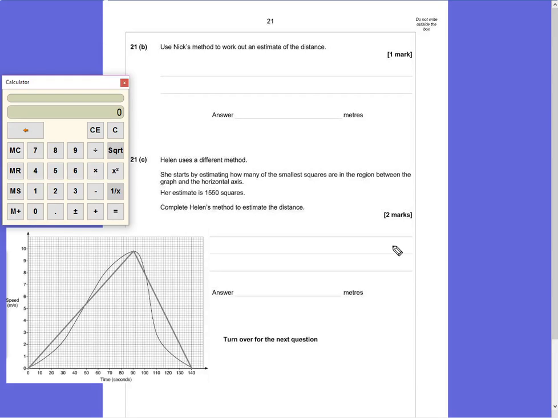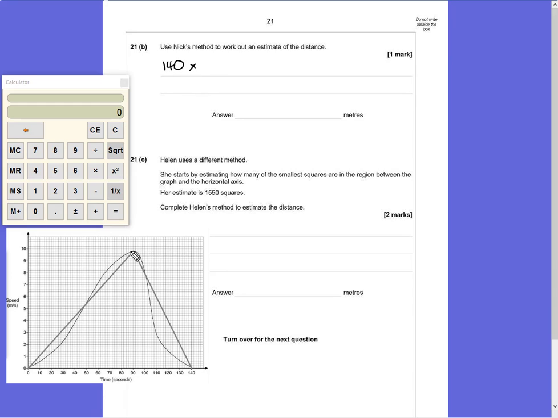Question 21b. Use Nick's method to work out an estimate of the distance. I've copied the graph from the previous question onto this page just so we can see it all together. To work out the area of a triangle, we multiply base times height and then half it. Using the values on our axes, we can see that this is 140 seconds across.